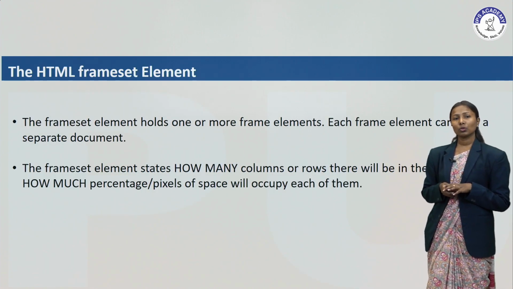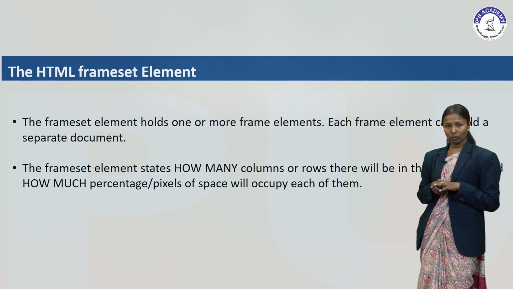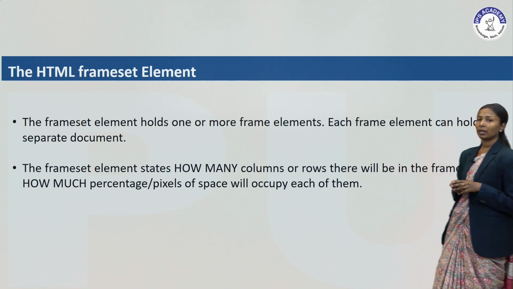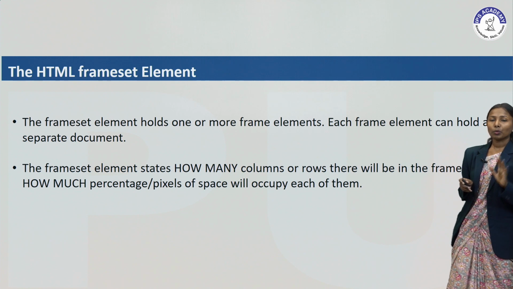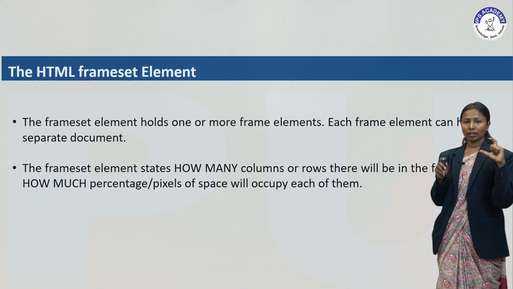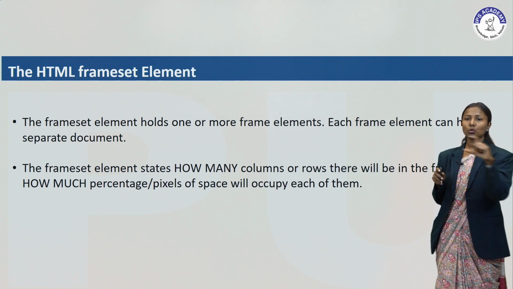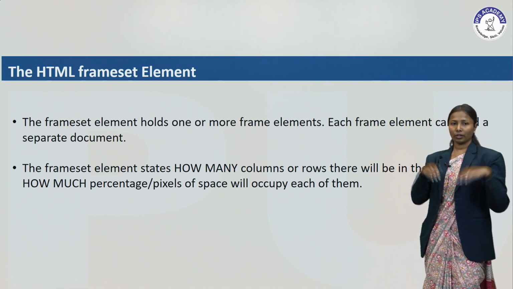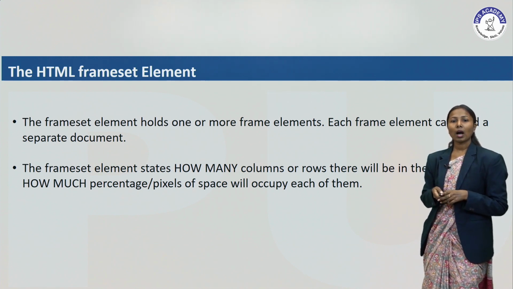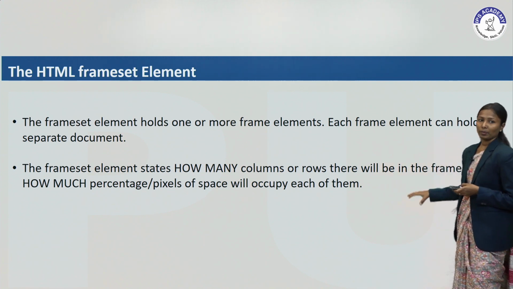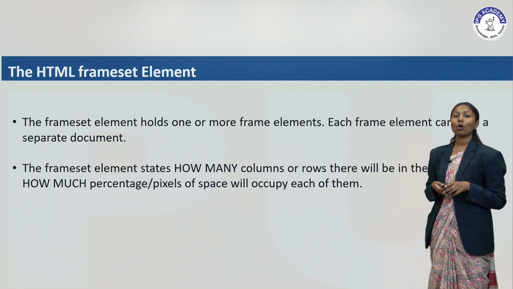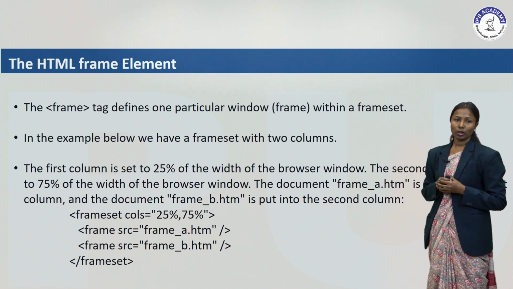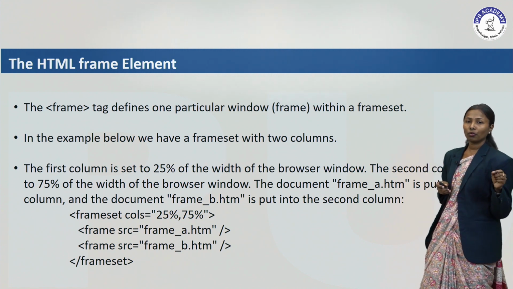So how to create a frame? The HTML frameset element you have to use for creating frames. The frameset element holds one or more frame elements, and each frame element can hold a separate document. Suppose in my one page there is one image, one table, one list, one form, so you have to create frames for that. The frameset element states how many columns or rows there will be in the frameset, and how much percentage or pixels of space will be occupied by each of them, right? For a frameset the frame tag is used. The frame tag defines one particular window frame within a frameset.